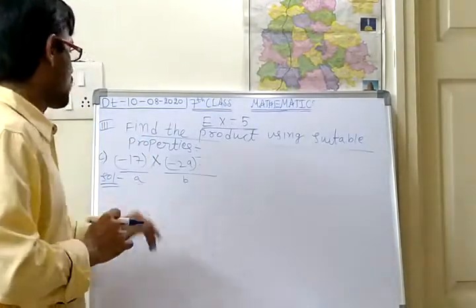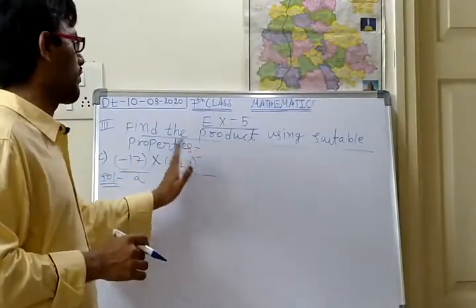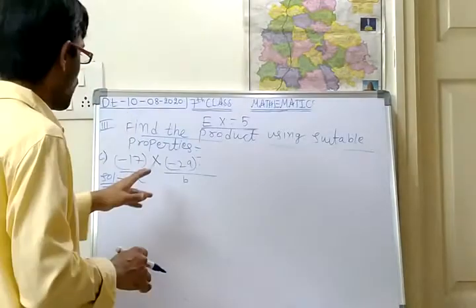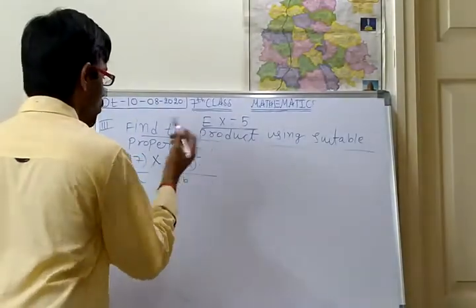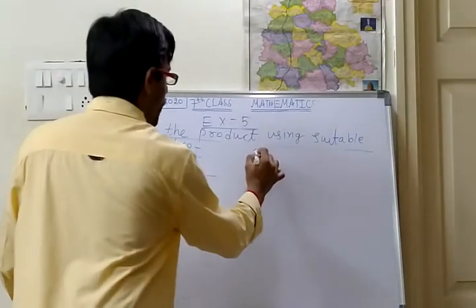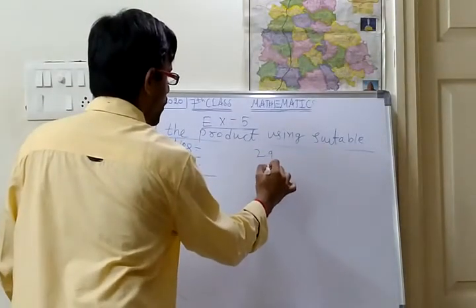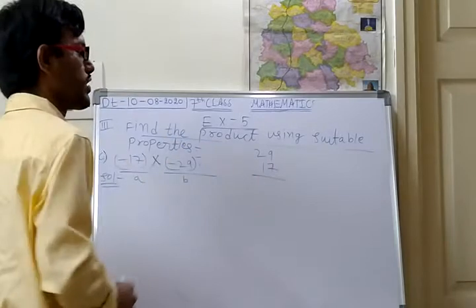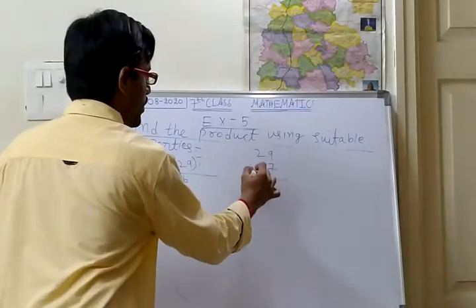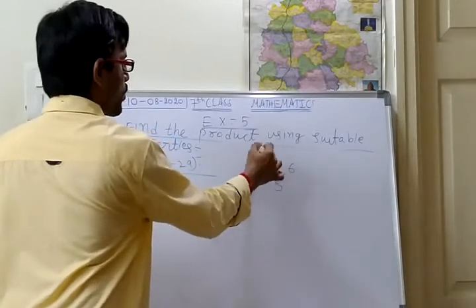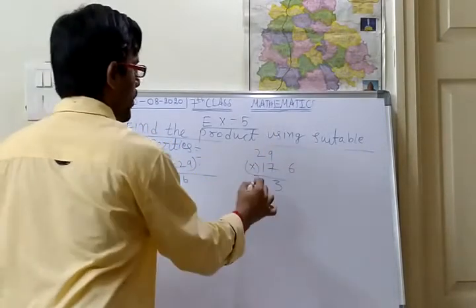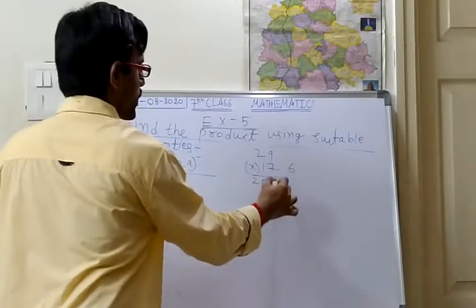So for this, what do you have to do? We have identified which type of property. Now we have to find the product. So minus 17 into 29. First find the product of 17 into 29. So 29 into 17. 7 nines 63. 7 2s 14 plus 6 is 20. Next, ones place is completed.